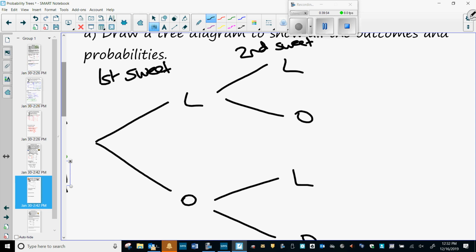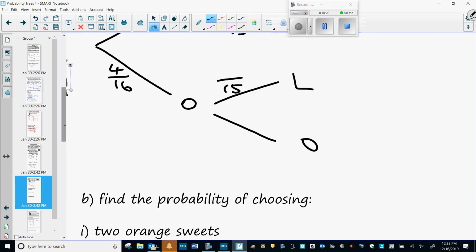So what was the probability of a lemon sweet for the first option? 12 out of 16. And orange is 4 out of 16. So that second sweet, how many are in the bag? This is where we do our denominator first. Try and follow these steps. It really is easier.